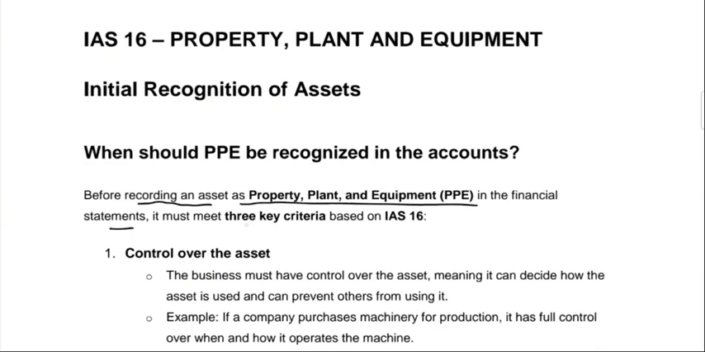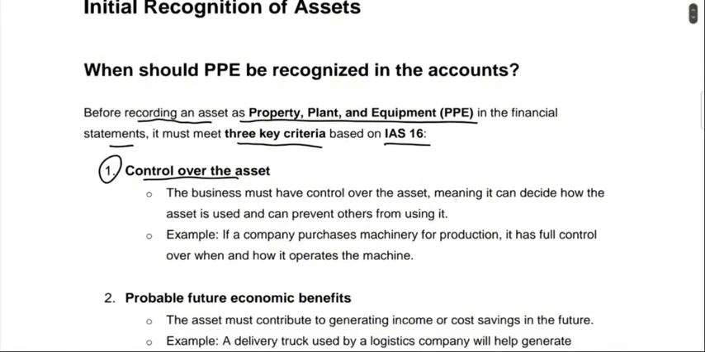For that purpose, it must meet three criteria that IAS 16 has stated. And let's just quickly go through them. Number one is control over the asset. It's extremely crucial that the entity must have control over the asset that it is going to acquire. And what do we mean by control? It means that the entity can decide how the asset is used and can prevent others from using it. So the entity is subject to all the risks and rewards that the asset is going to provide to the owner, who is going to be the entity. So a company must have control over the asset.